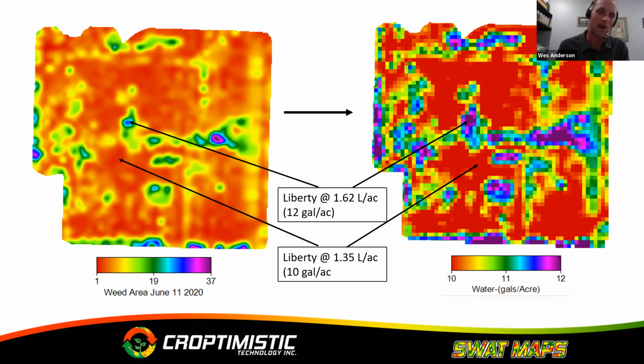Essentially, they mixed up a batch where at 10 gallons an acre, they would be applying the standard rate of Liberty at 1.35 liters an acre. But any agronomist would walk into the field and go to those heavy weed population areas and go, well, that's not going to cut it.